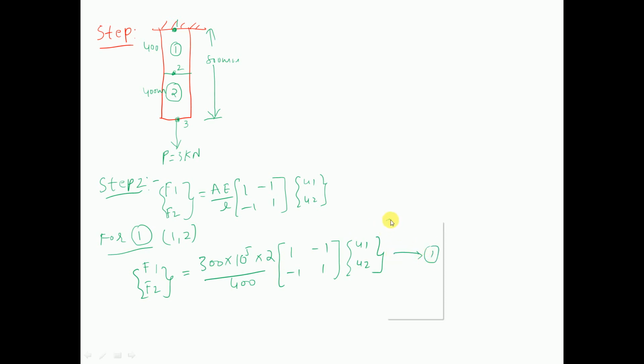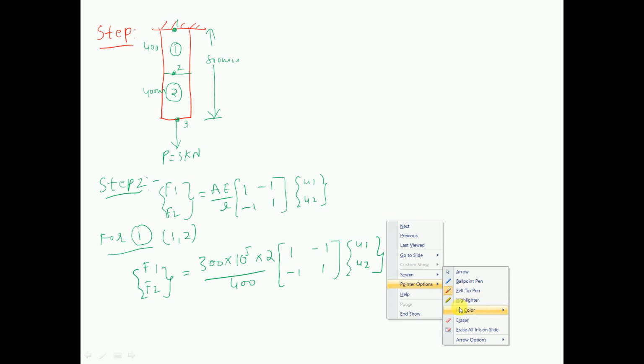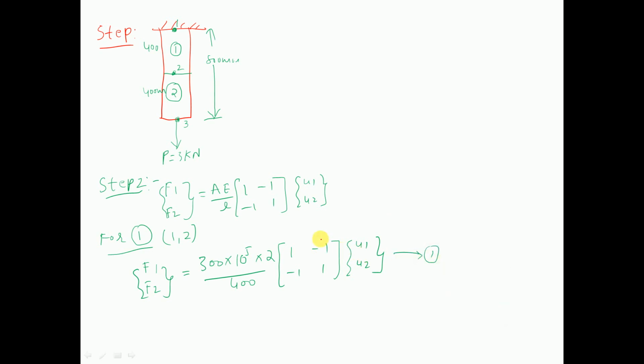Okay, before that we have to do something. We have to give the node numbers here, 1 2, because the first element is connected with first node and second node, so I am giving like this.